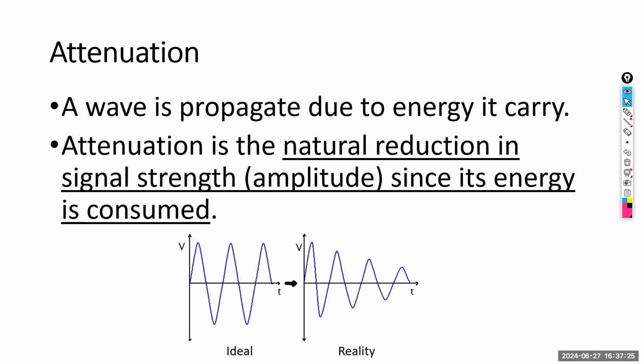So the first impairment is a natural situation: the natural resistance of matter or media to the propagation of waves. That is called attenuation. So you must understand this word, attenuation. That is the natural reduction in signal strength or amplitude over time. You know that everything is impermanent in this world. Nothing is permanent. So are your waves.